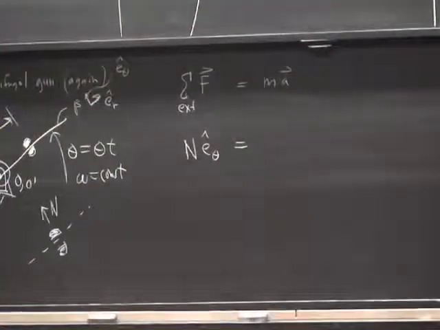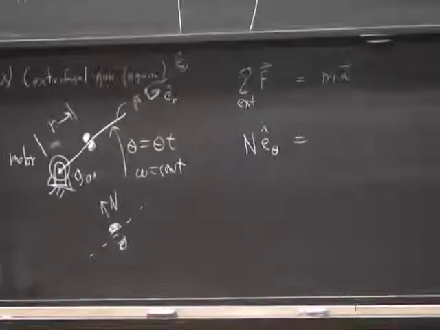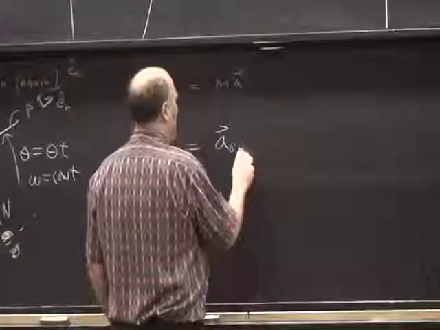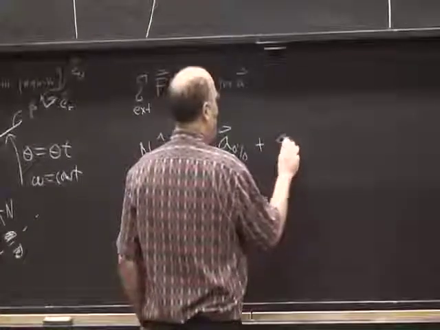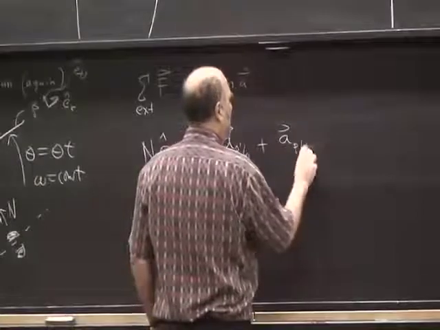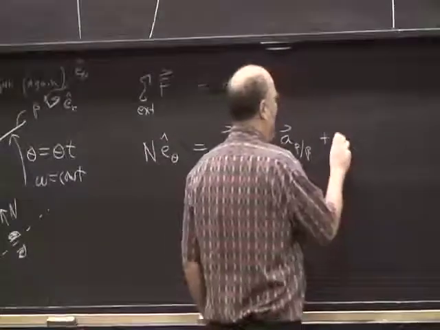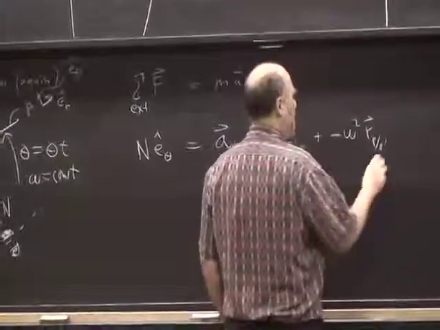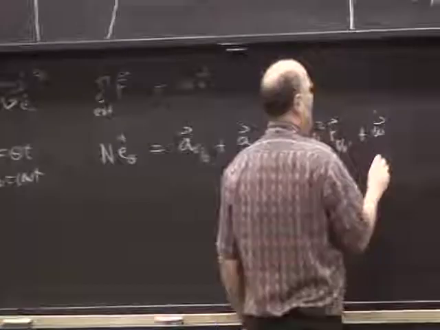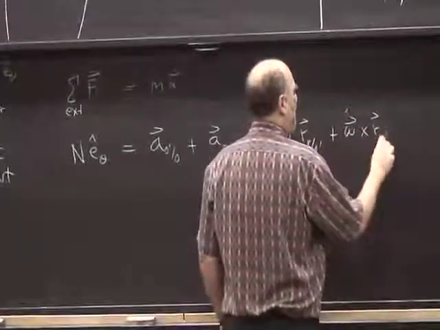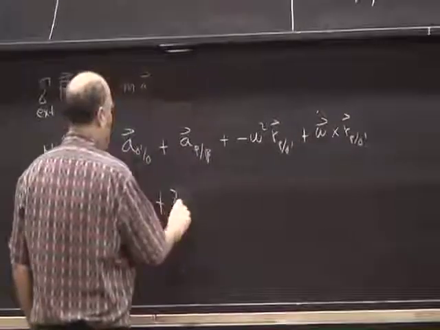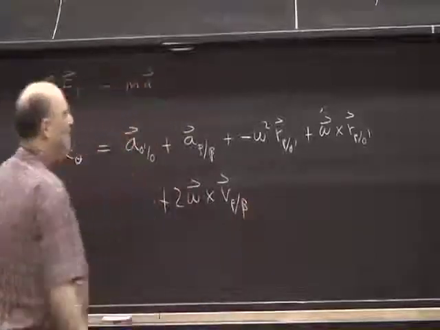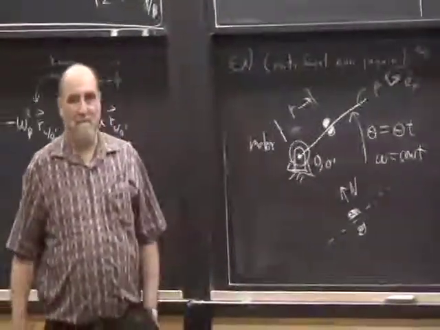Now, instead of using polar coordinates, let's just use our new formula. Our new formula says we have the acceleration of O prime relative to O, plus the acceleration of this particle relative to the moving frame, plus a minus omega squared times the position of the particle relative to O prime, plus an omega dot crossed with the position of the particle with respect to O prime, plus 2 omega cross the velocity of the particle with respect to the moving frame. We want to plug in this formula and see if things work out well for us.